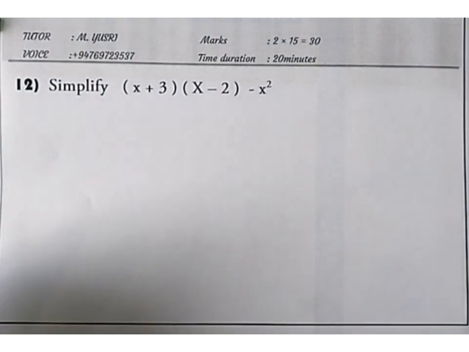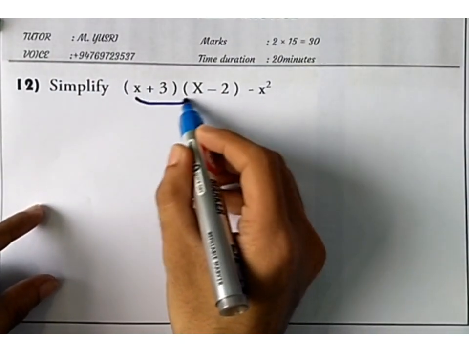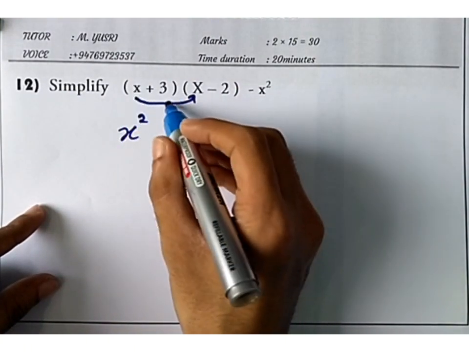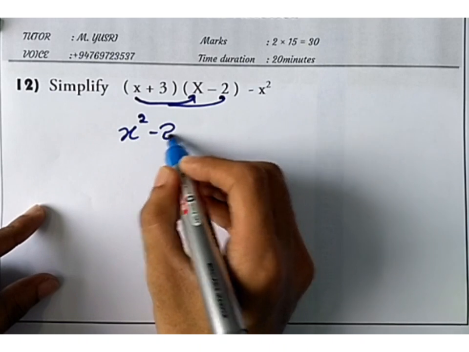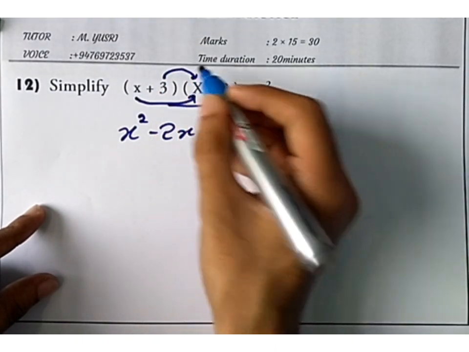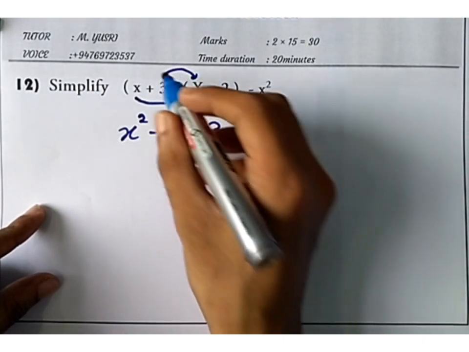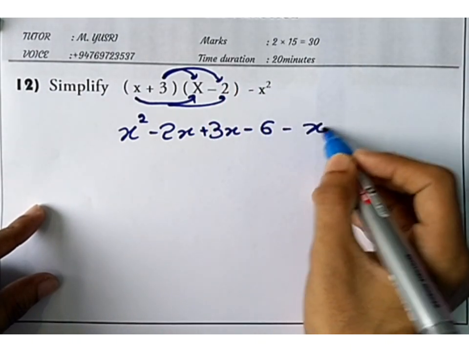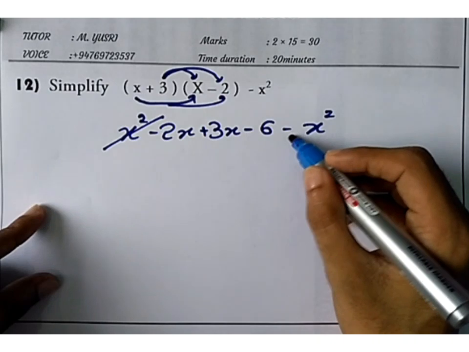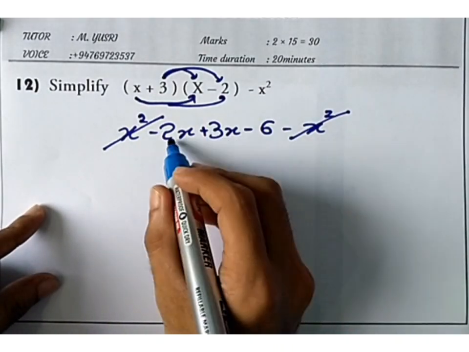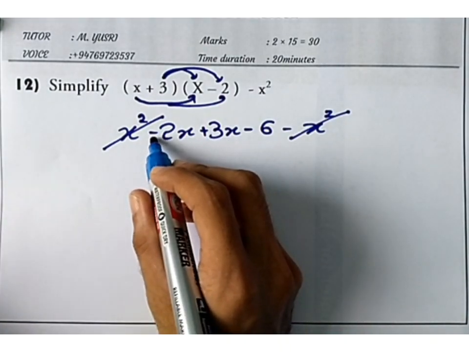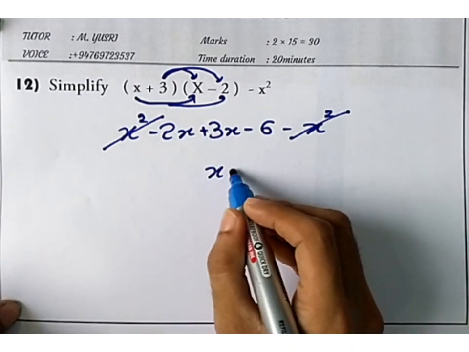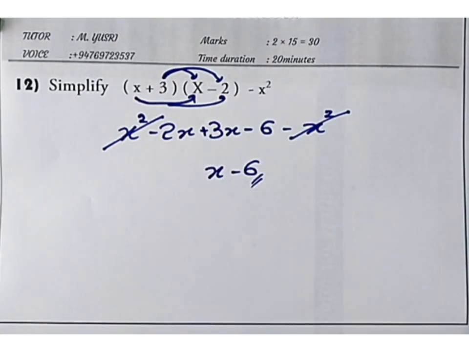Here we just have to simplify. We'll do it like this: x into x is x squared, and now x should multiply by minus 2, so minus 2x. Now we'll move to this one: 3 into x is plus 3x, and plus into minus, minus 3 2s are 6, and minus x squared is remaining. x squared and minus x squared we can cancel. 3x minus 2x, here one is minus and the other is plus, so we'll subtract. 3 minus 2 is 1x, and minus 6.